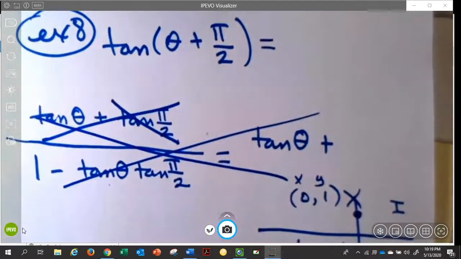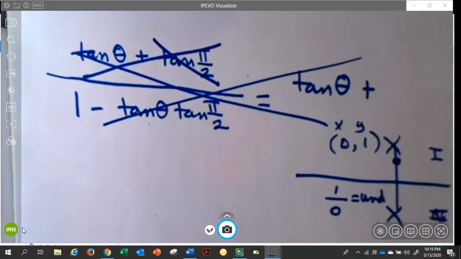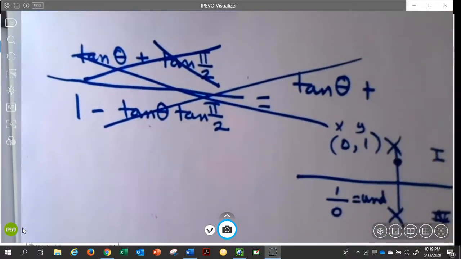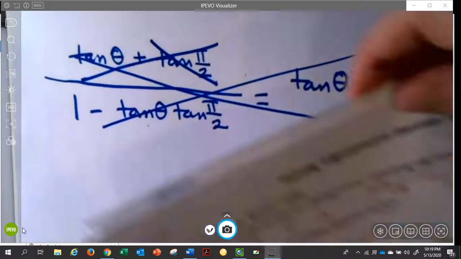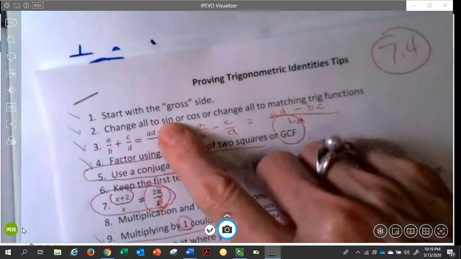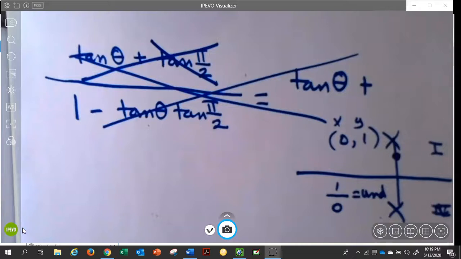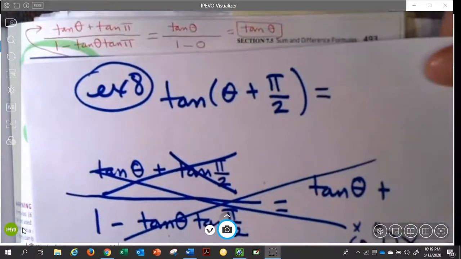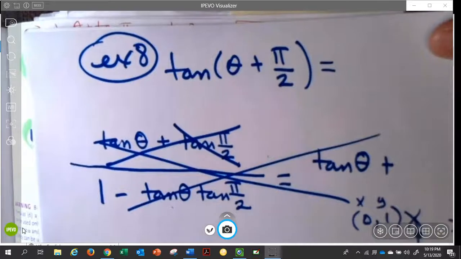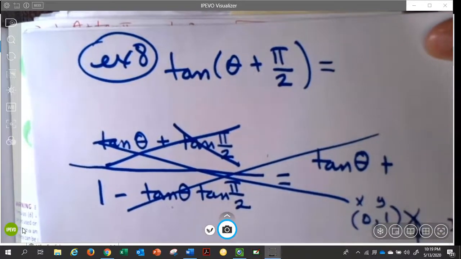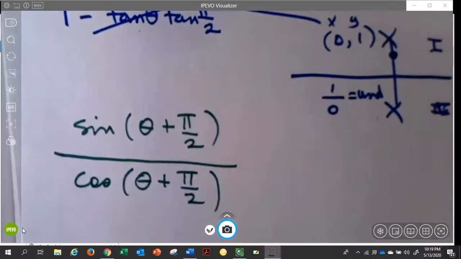I can't use the same thing I used a while ago. I'm going to leave it written there just so I remember, and I'm thinking on it, and it's like, well, what else can I use? Well, back on our tips, one thing we said, change everything to sine and cosine. So let's try this. Let's go back up here, and tangent can be rewritten as a sine of some angle or a sum of angles over cosine of some angle or angles. So I rewrote it like this.